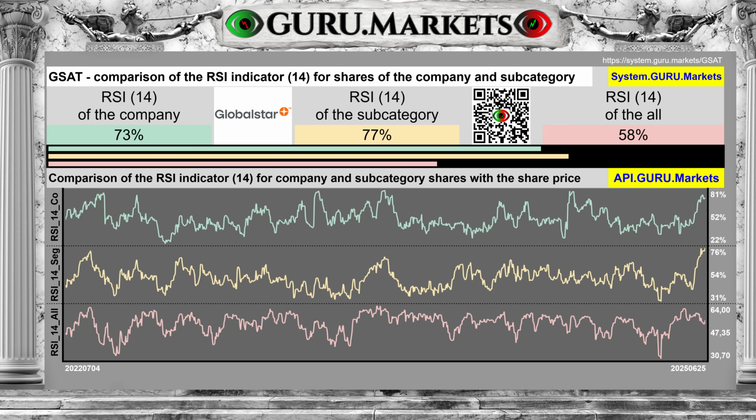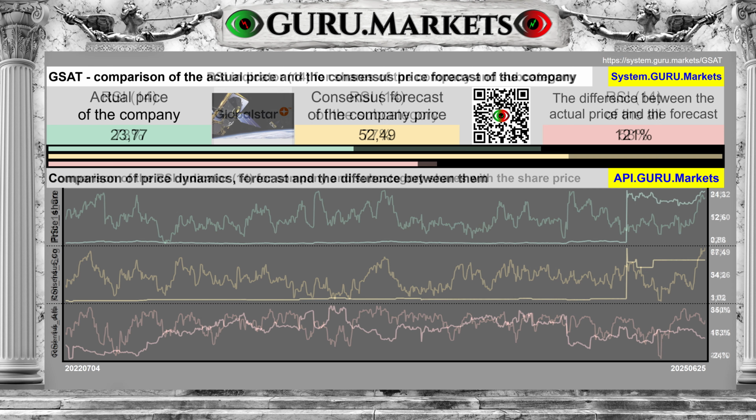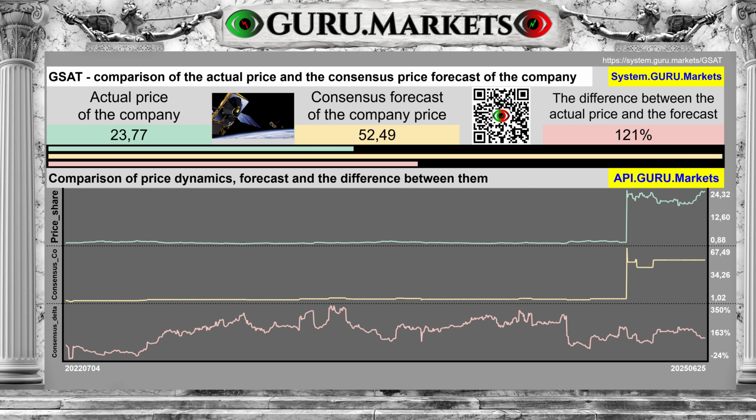Technical indicator RSI 14 shows a level of 73% for the company Globalstar Inc. For the subcategory, this level is 77%. The company's current stock valuation is around $23.77. The consensus price estimate for the company's shares is approximately $52.49.